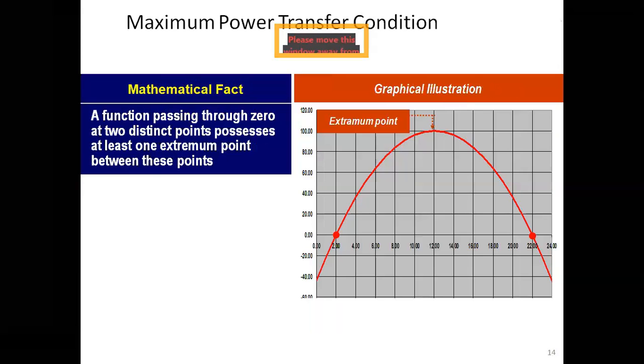So let's look at this mathematical fact. A function passing through 0 at two distinct points possesses at least one extremum point between these points. An extremum point would be the maximum point or the minimum point. That point is usually the peak or the crest of that particular curve or graph. In this case, these are two distinct points on the graph. Between these two points, there has to be a maximum or a minimum, an extremum point. This extremum point is what we have right up here. It must have that point one way or another.